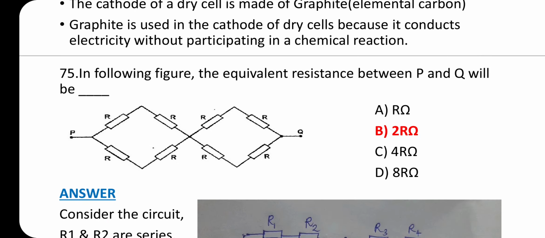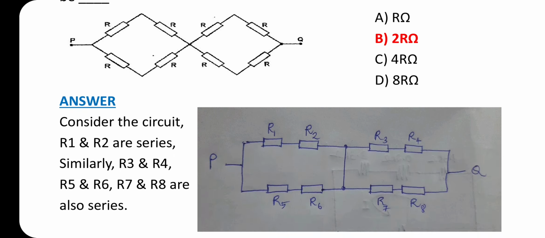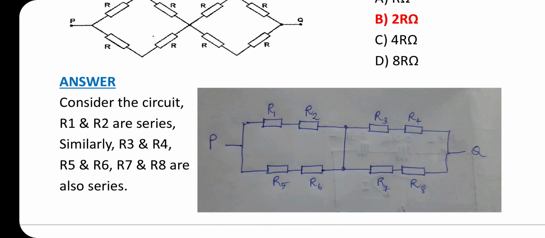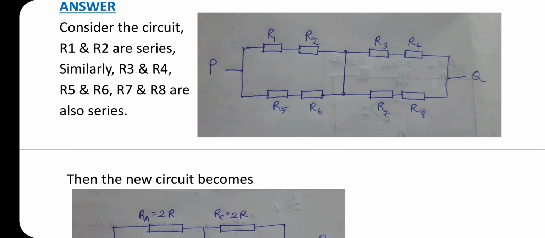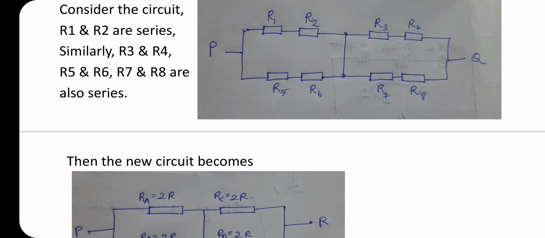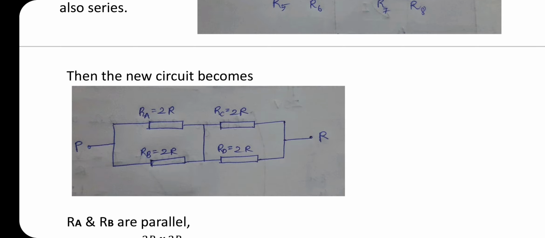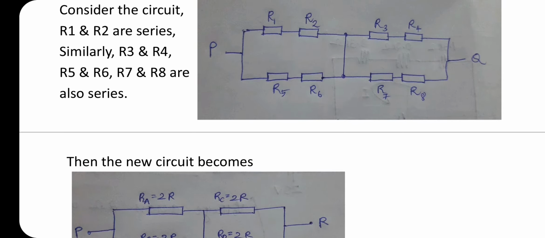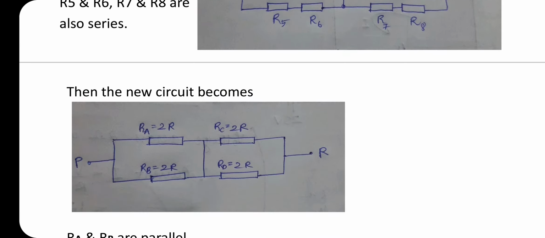75. In the following figure, the equivalent resistance between P and Q will be. Answer is option B, 2R ohm. Consider the circuit. We can redraw the above circuit like this. R1 and R2 are in series. Similarly, R3 and R4, R5 and R6, R7 and R8 are also in series. Then the new circuit, after reduction: RA equal to R1 plus R2, that is 2R.